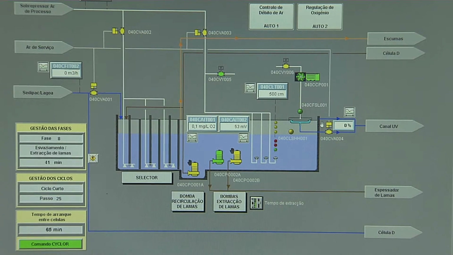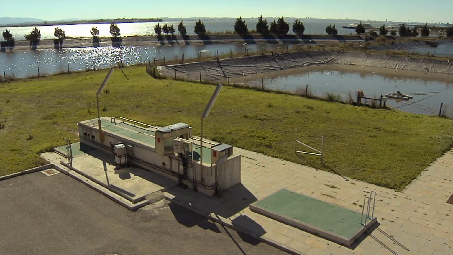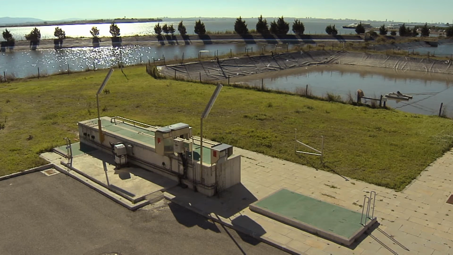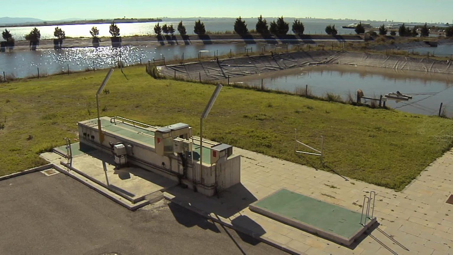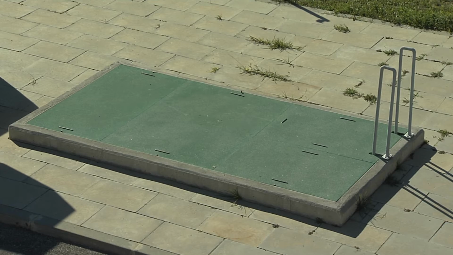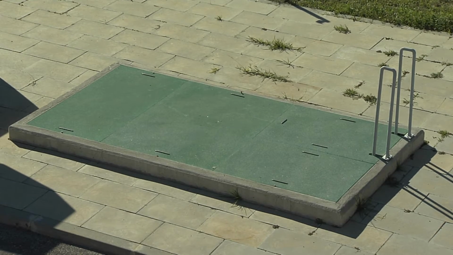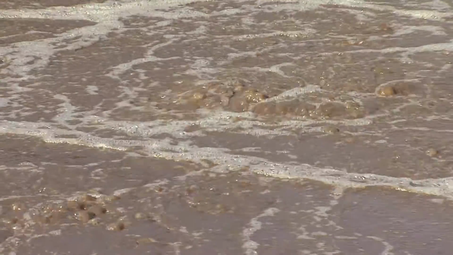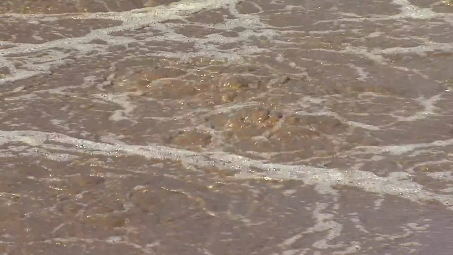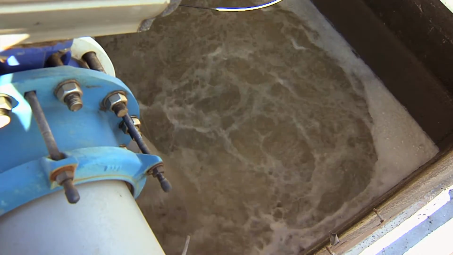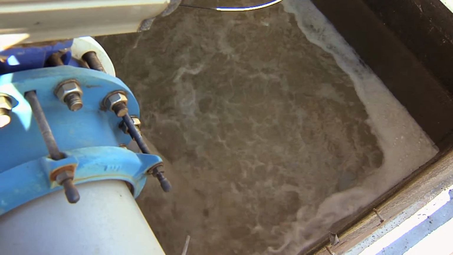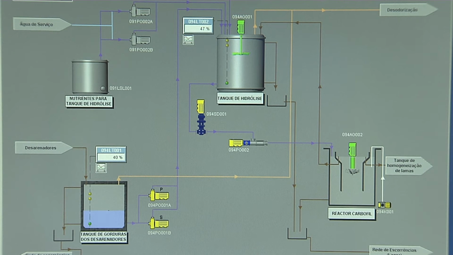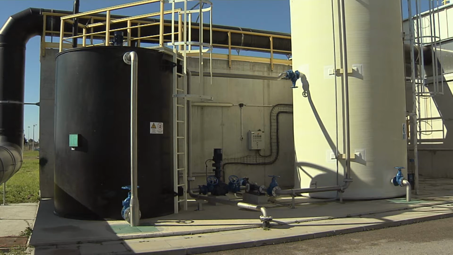Disinfection. Prior to discharge into the river estuary, the treated wastewater passes through a stage of tuning, which consists of disinfection by ultraviolet radiation. It may also go through 2 maturation ponds, thus ensuring the quality and appropriateness of the discharged effluent to the uses and activities in the receptor medium.